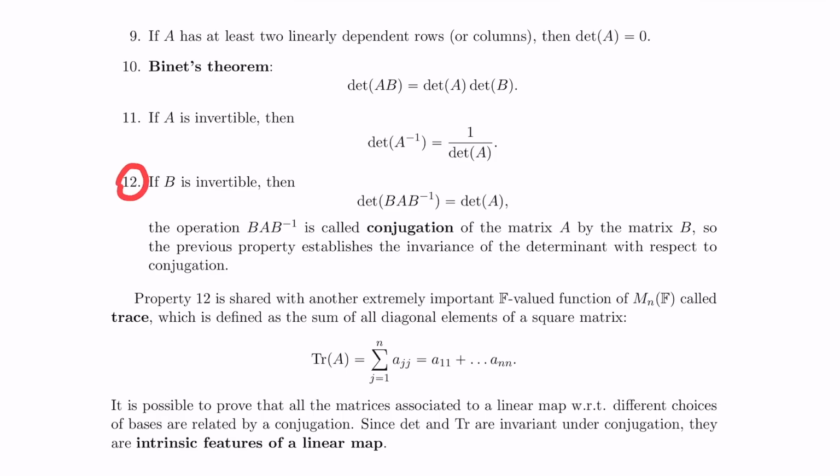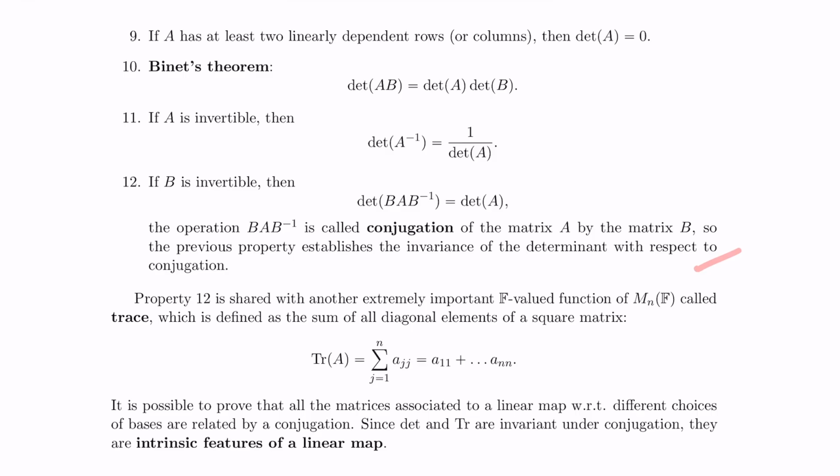Finally, we have a very important feature of matrices: if B is an invertible matrix, then the determinant of the matrix B times A times B minus 1 is equal to the determinant of A. This operation is called conjugation of the matrix A by the matrix B. So this formula says that the determinant is invariant under conjugation.